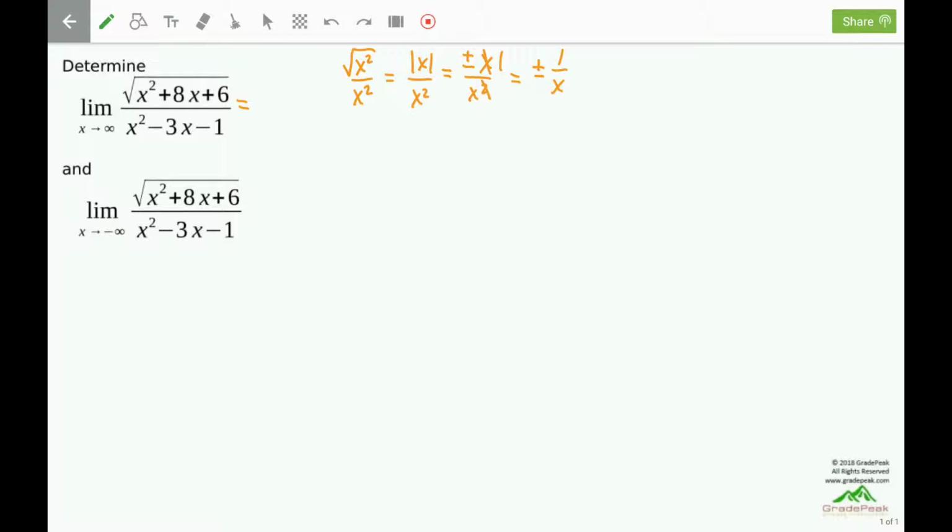As x approaches positive infinity, 1 over x will go to 0. For the limit as x approaches negative infinity, x is negative, the absolute value of x will be negative x, the result is negative 1 over x. As x approaches negative infinity, negative 1 over x will go to also 0.